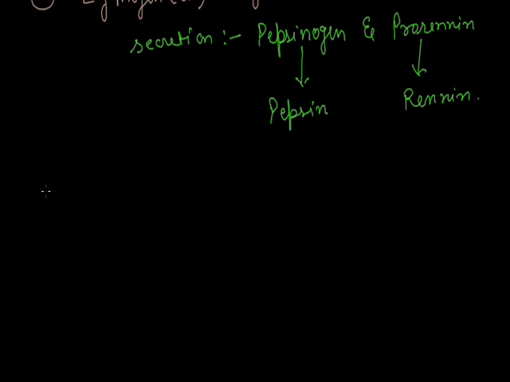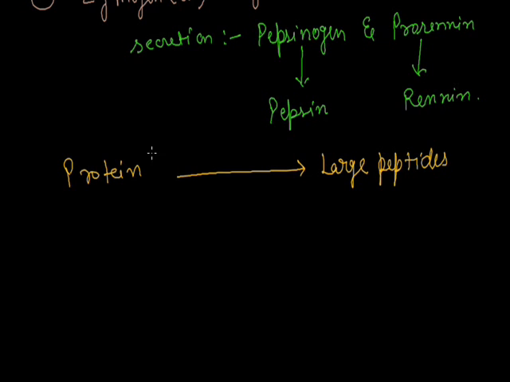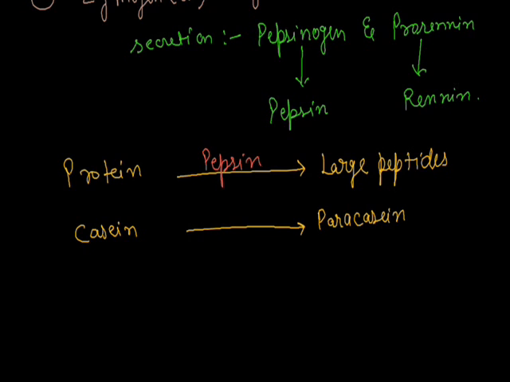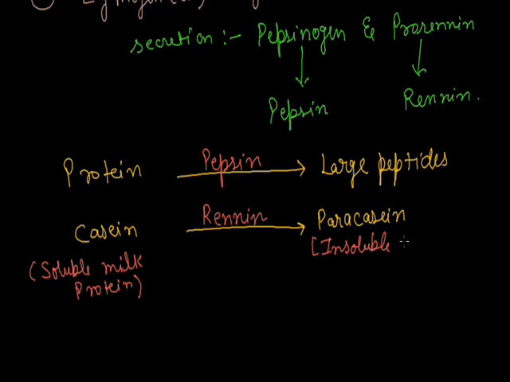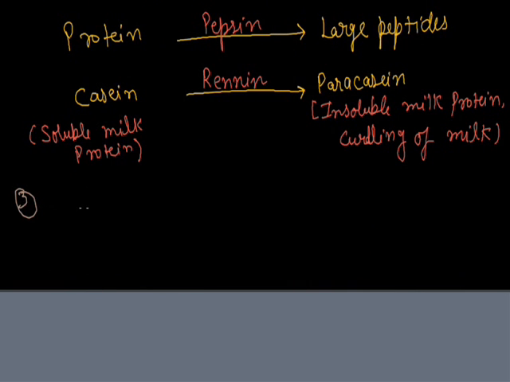Now the work of pepsin is that protein is converted into large peptides by the help of pepsin. Casein is converted into paracasein by the help of renin. Casein is a soluble milk protein, and paracasein is an insoluble milk protein that is responsible for curdling of milk.